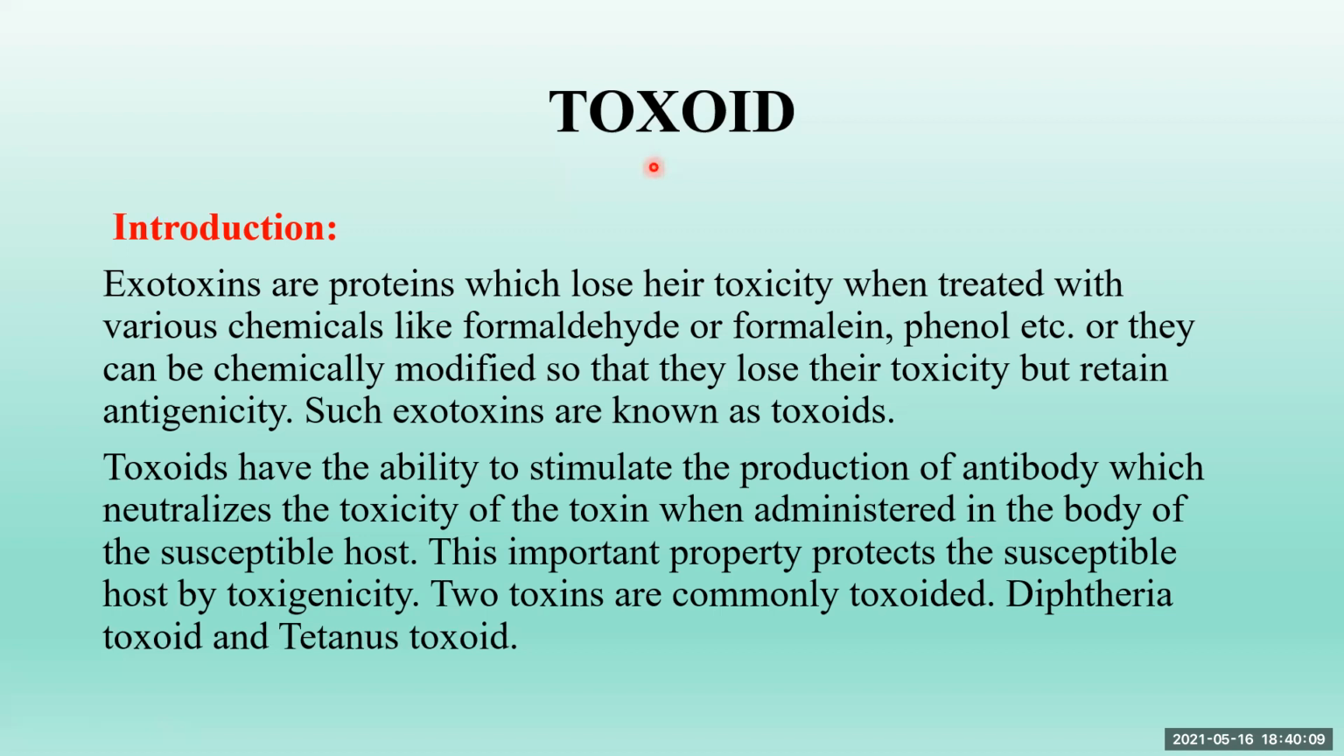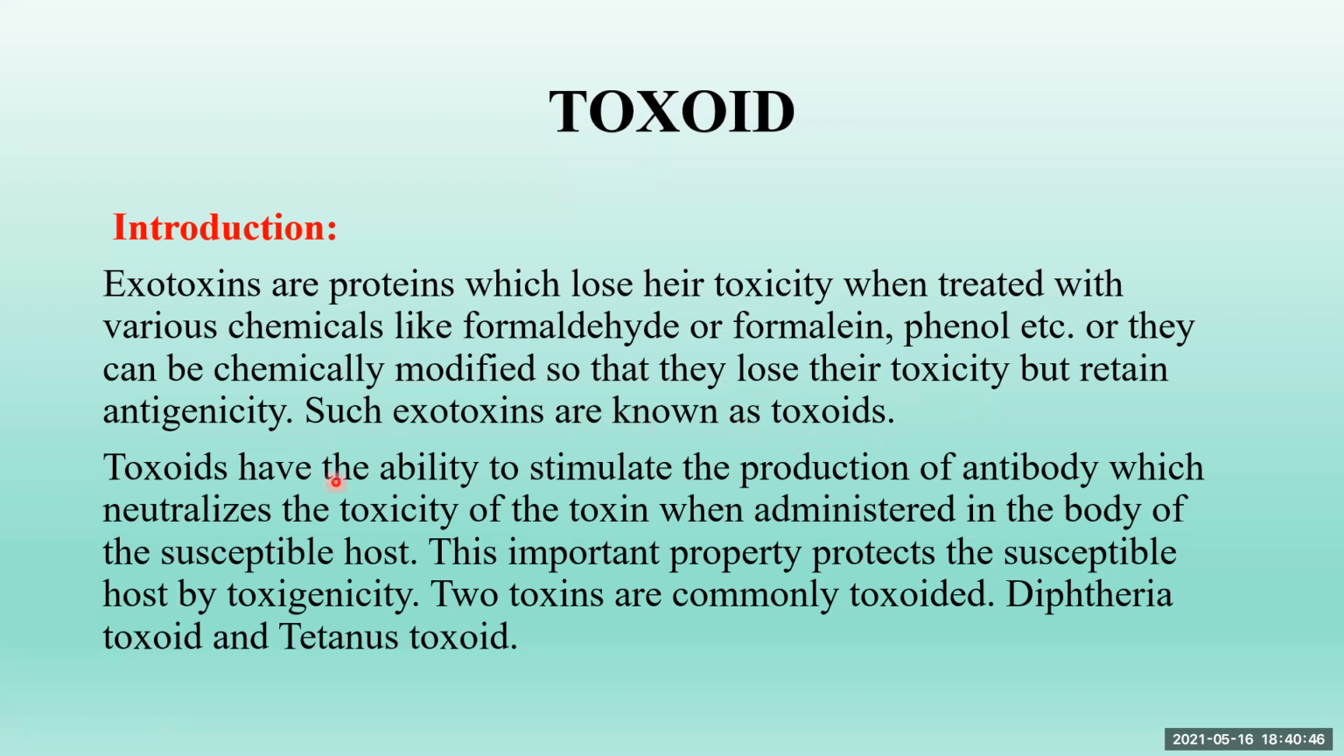Exotoxin proteins have toxicity as well as antigenicity. Exotoxin proteins lose their toxicity when they are treated with chemicals like formaldehyde or formalin or phenol, or they can be modified chemically so that they lose their toxicity. Their toxicity is destroyed, but they retain their antigenicity, that means they can behave as antigens. Such exotoxins whose toxicity is destroyed but antigenicity is retained are known as toxoids.